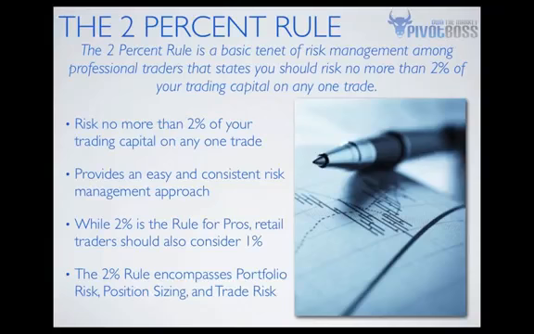What this rule does is it optimizes your trading capital the most. It provides a consistent and easy risk management approach that you can use in your trading starting today. While 2% is the rule for professional traders, retail traders should also consider 1%. And again, that goes back to the money that they have. 2% is what's used among institutions and prop firms and all those other folks.